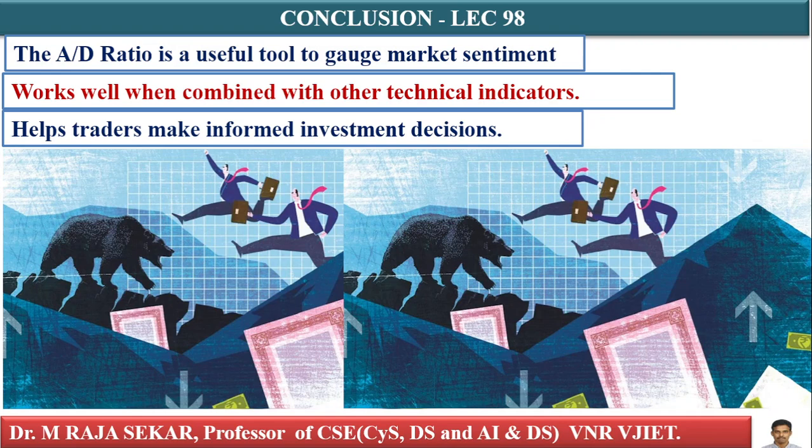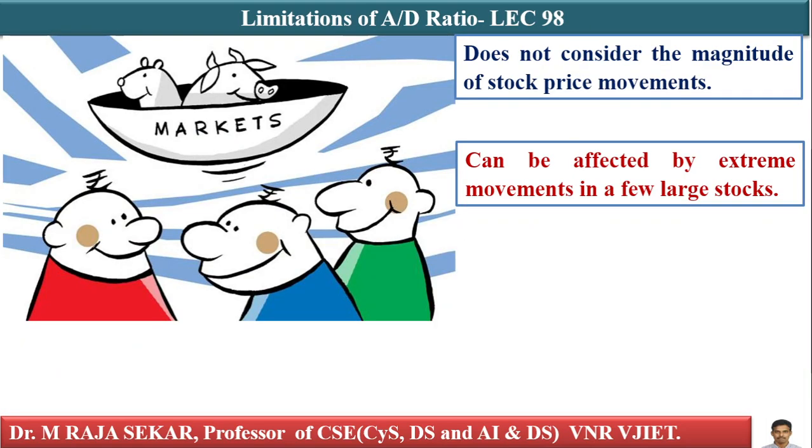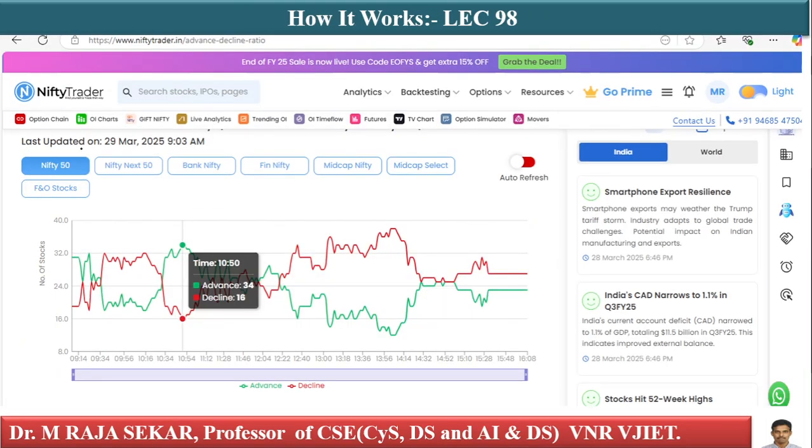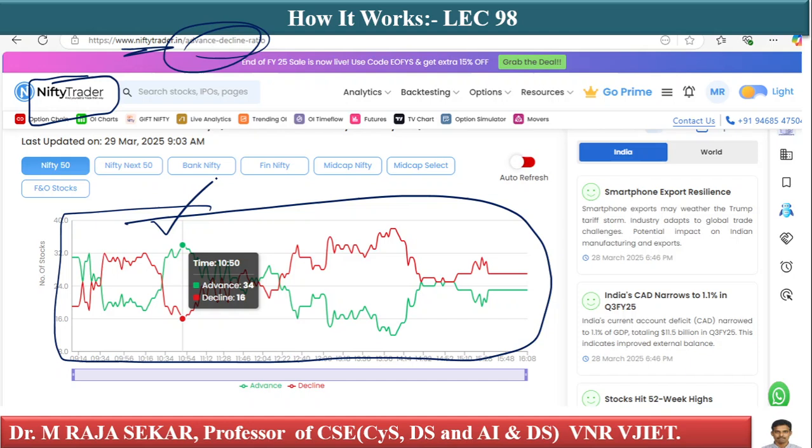I request all of you to browse this particular website. This website is very easy. Nifty Trader, niftytrader.in, is where you can find the advance decline ratio. Try to understand this graph. This is an easy graph. Anybody can understand it. There are other platforms where you can check this advance decline ratio, like TradingView.